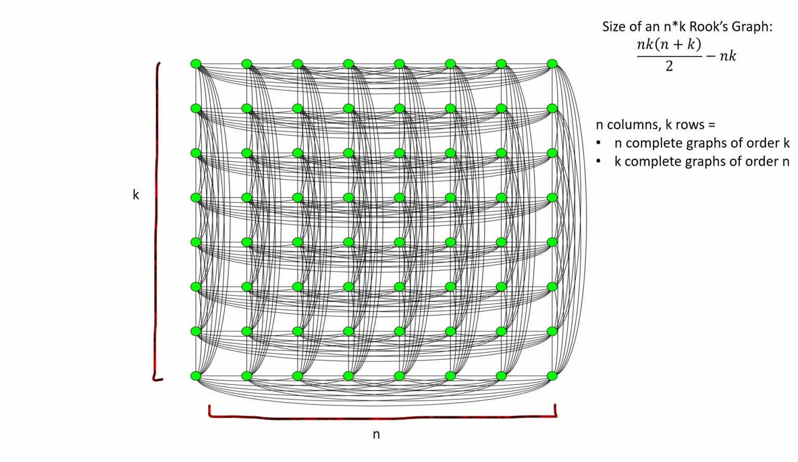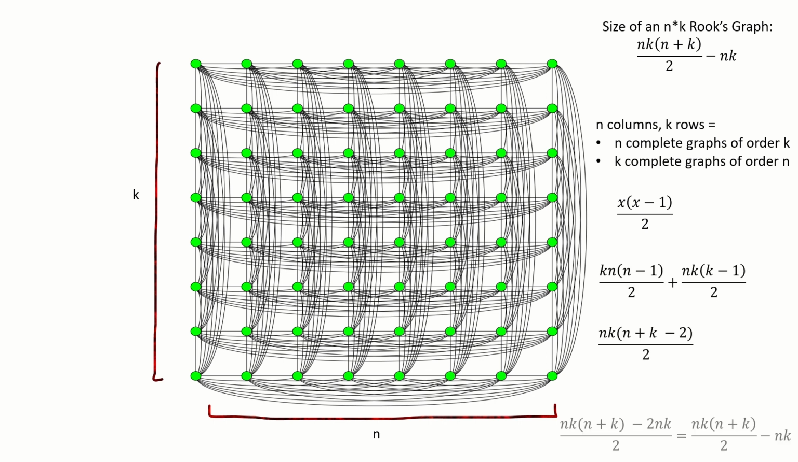If you recall, the size of a complete graph of some number of vertices x is x times x minus 1 divided by 2. And remember that we have k complete graphs with n vertices and n complete graphs with k vertices. That gives us this expression for the size of our Rook's graph. The expression simplifies to our formula in the upper right-hand corner.